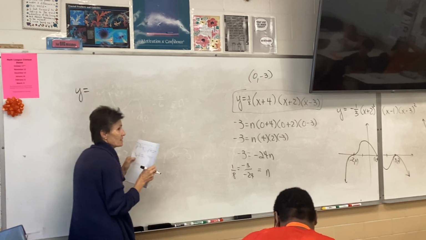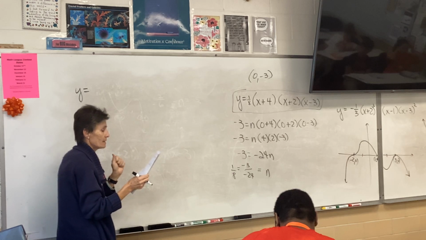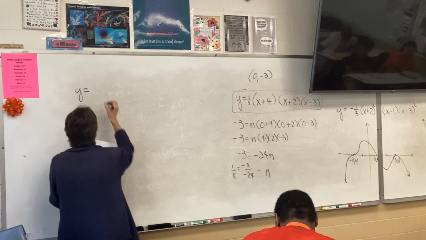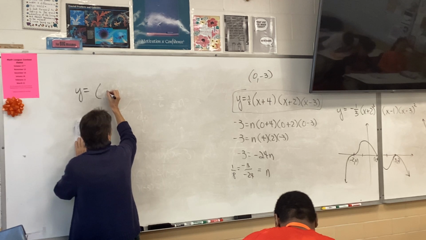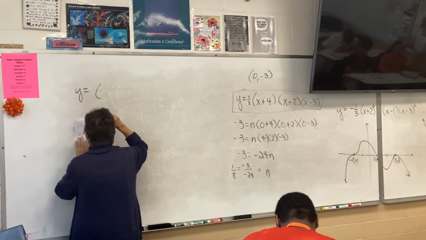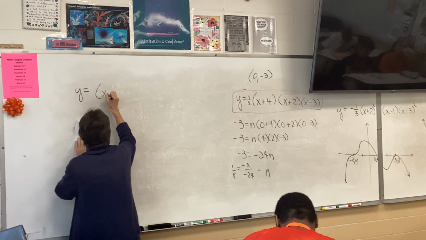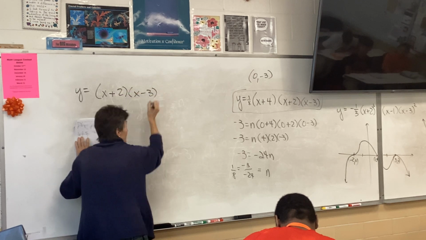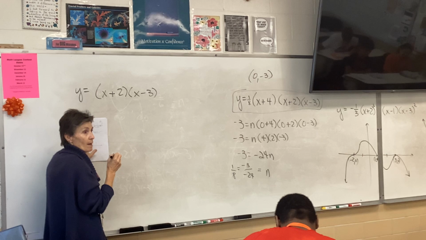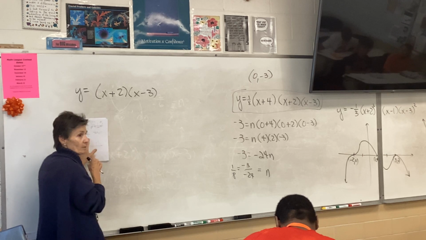Build my parentheses for problem C. What will they be? Are you looking at problem C? So I'll have x plus 2 and x minus 3 for sure, right? But you see a dot at the origin? How do I put that in there?